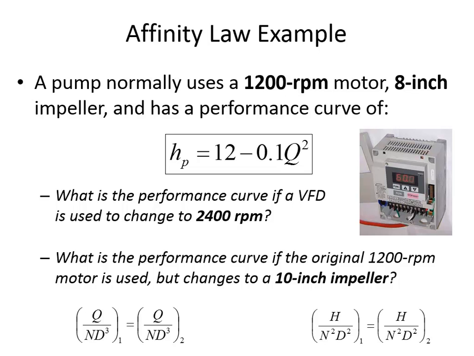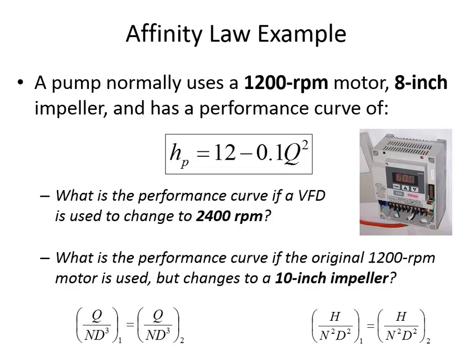So that is going to go to Q1 is N1 Q2 divided by N2. Okay, so N1 was 125.7 radians per second divided by 251.3 radians per second times Q2. So Q1 is just basically 0.5 Q2.